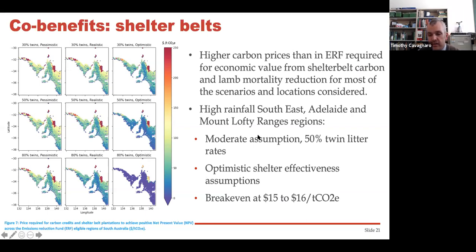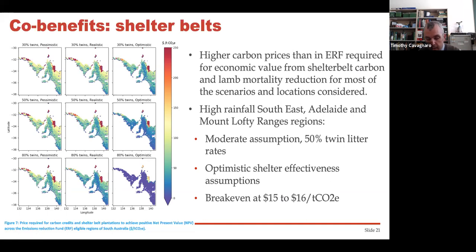So in the high rainfall southeast, Adelaide and the Mount Lofty Ranges, with a moderate assumption of land mortality and 50% twin litter rates, optimistic shelter effectiveness assumptions, effectively, we saw a break-even point at $15 to $16 per tonne of CO2 equivalent sequestered. So where the current ERF price is at $12, this is starting to become viable at about $15. So you can start to see how when you bring in these other benefits, these co-benefits, you can become more economically viable. All that has to happen is for the price to go up a few dollars, and suddenly this becomes a very sensible thing to do.